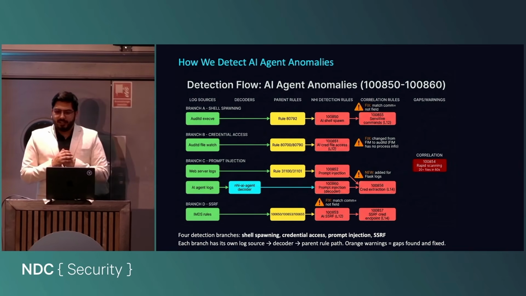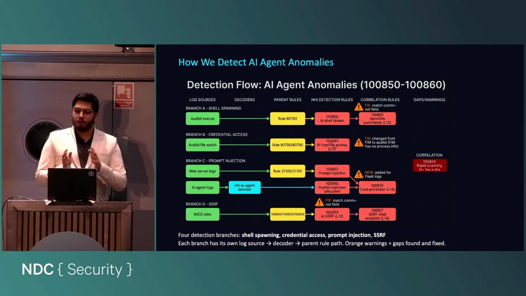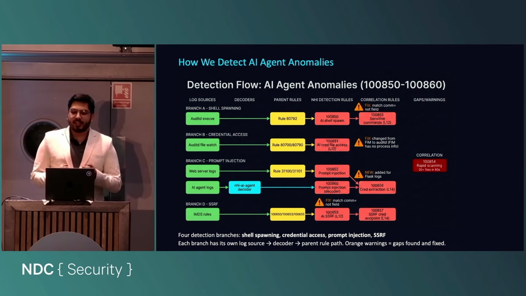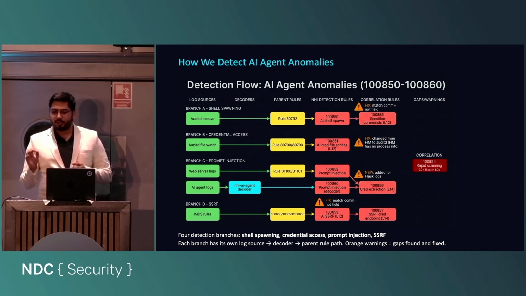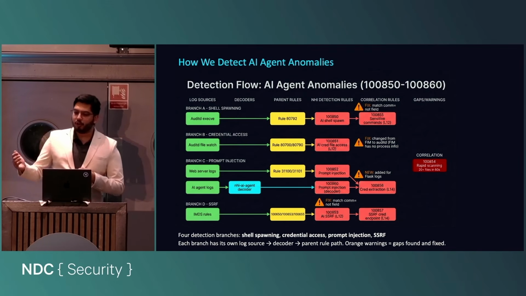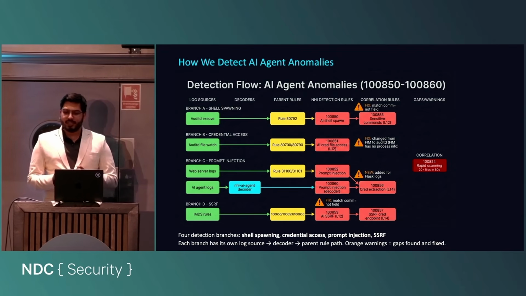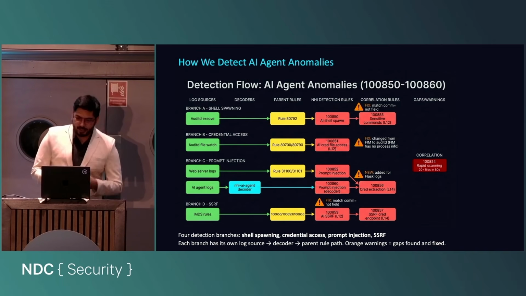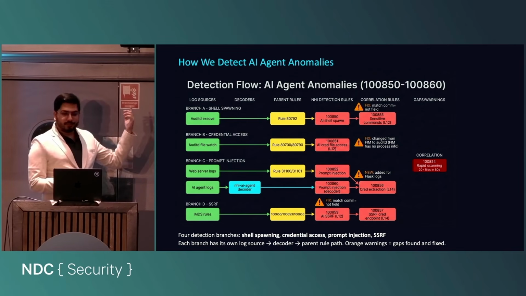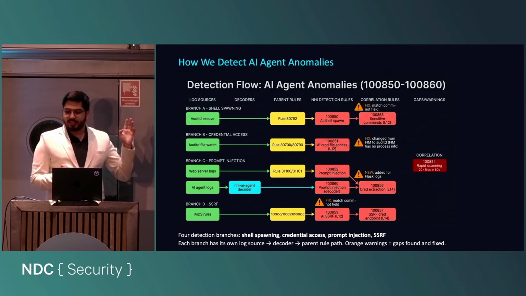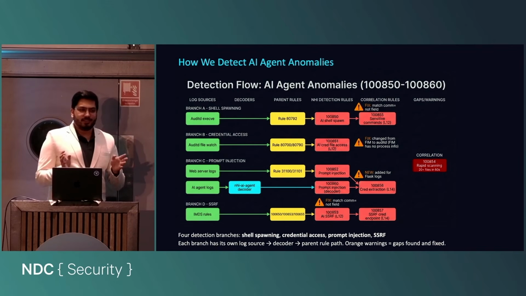So the way we are detecting this is we have 4 branches, each with its own log source path. For branch A, shell spawning, when the AI agent spawns a shell process, auditd catches it. Branch B is credential file access. If the agent touches a .env or a proc environ file, it's alerted. Branch C, prompt injection, is caught both in the web server logs as well as in the agent's own logs using our custom decoder. For branch D, SSRF, when the agent's HTTP tool hits IMDS, the alert is generated. The orange markers are here to show the gaps we found. For example, FIM actually does not include process information, so for credential detection, I switched it to auditd. Real world validation is very important.